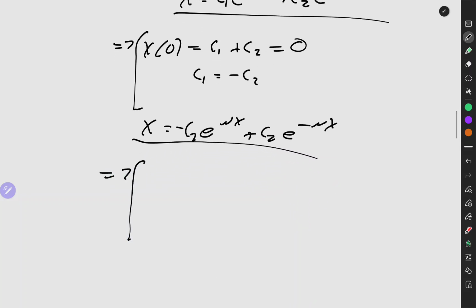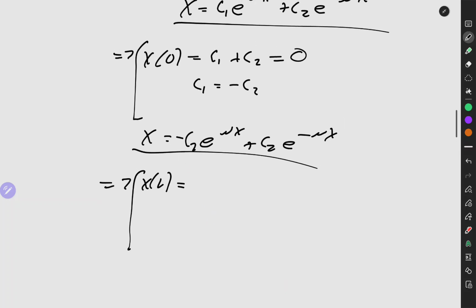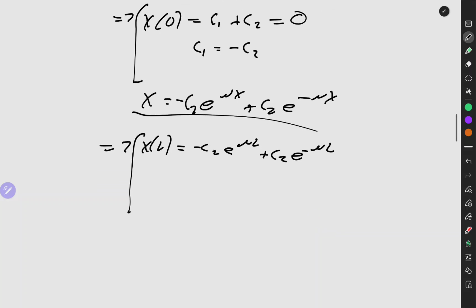Now let's look at the next boundary condition. X of L equals 0, so we have negative C2 e to the mu L plus C2 e to the negative mu L equals 0. So now this is a little weird. This is a little bit of a new thing here going on. We're going to pull out a C2.